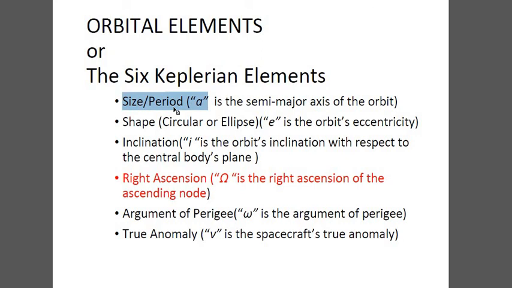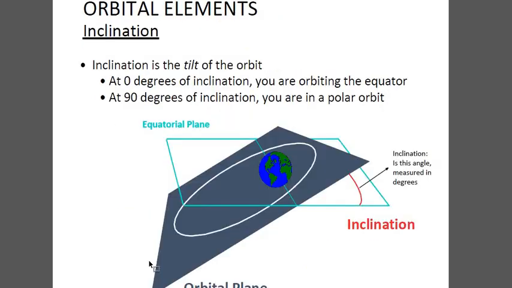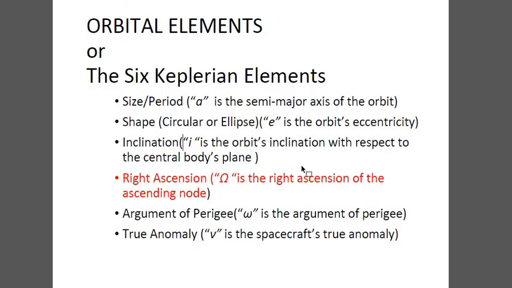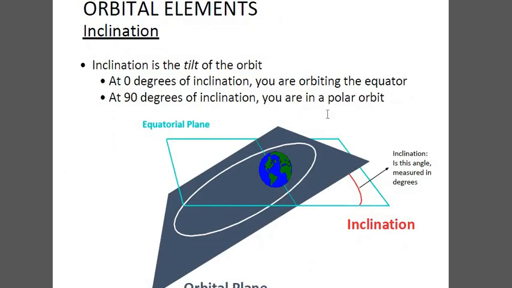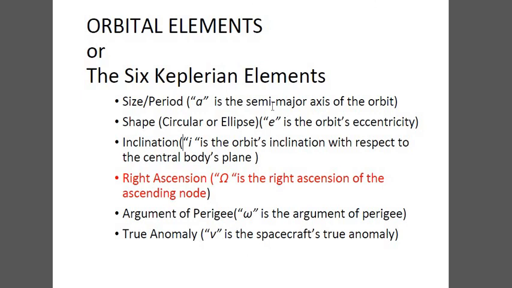Third one, inclination, shows where your particular orbit will be. It depends upon the degree. If I equals 0, then it is at the equatorial point. If it is 90 degrees, it is in the polar orbit. It gives you where you are actually orbiting: in the equator, in the polar orbit, in prograde, or in retrograde. It gives you the information of your orbits. So these are the first three Keplerian elements.